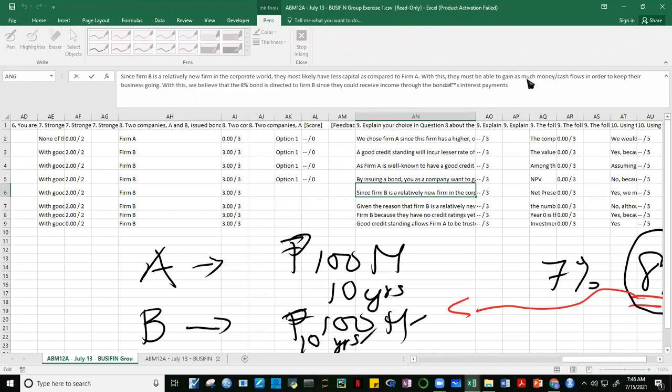With this, they must be able to gain as much money, cash flows, in order to keep their business going. We believe that the 8% bond is directed to Firm B since they could receive income through the bonds. I'm a bit confused here. Firm B is the one borrowing. They issued the bonds. Who is the 'they' here? Let's make this clear: Firm B issued the bonds, they were not the ones given bonds. This is reversed, since Firm B will be paying the interest.